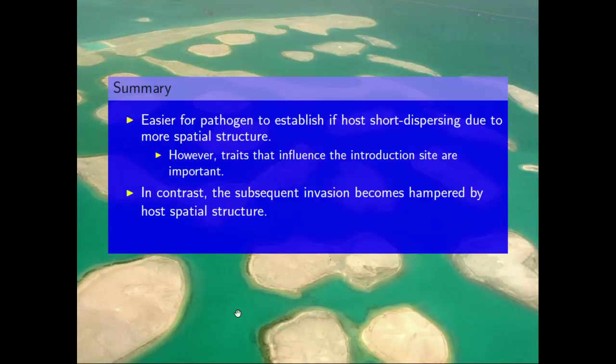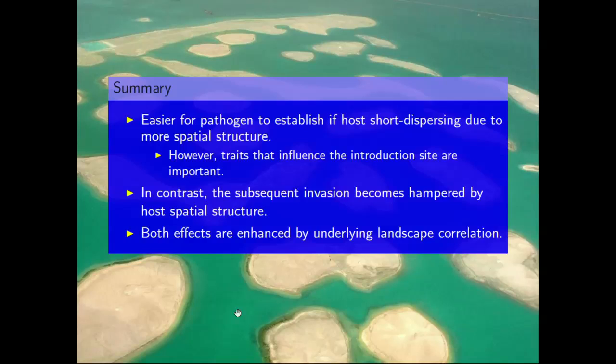But in contrast, the subsequent invasion is more difficult for the pathogen if the host is spatially structured, because the host becomes spatially separated from the infection. And if the landscape has an underlying correlated structure, then both effects are enhanced. So the conflict becomes stronger.